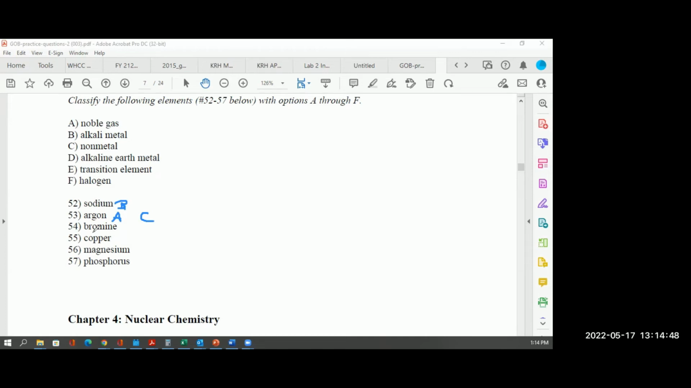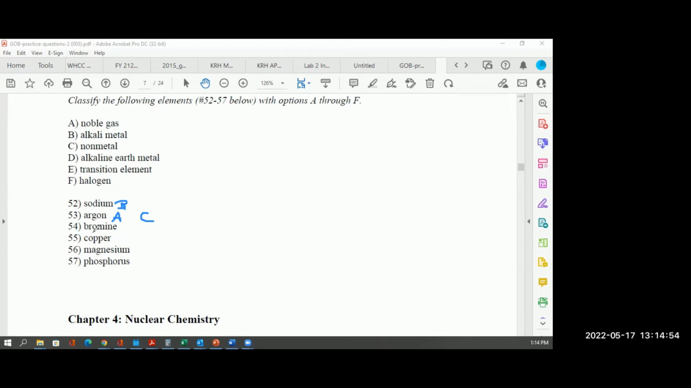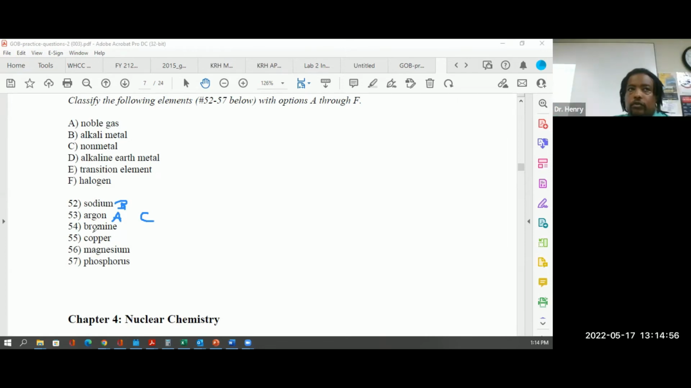Is it A? Nope, it's not a noble gas. Remember, noble gases are at the very end, group 18. Those are all your noble gases. Those are the cool kids everybody wants to be like.